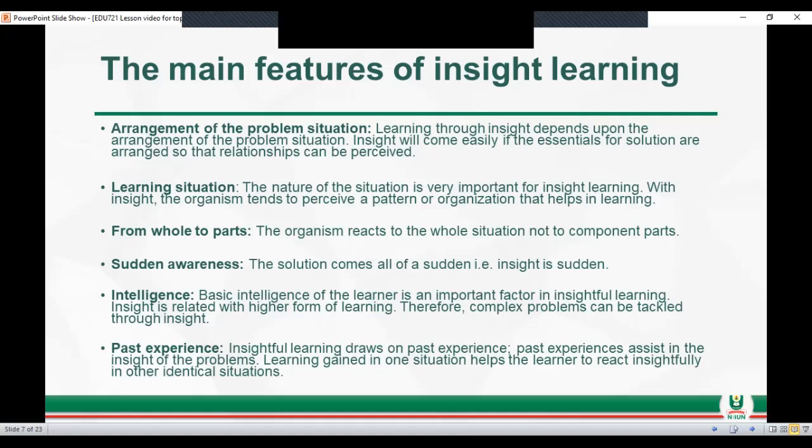What about sudden awareness? Yes, there's always that aha moment, that moment when the solution suddenly comes to you. So we say insight is sudden. It appears as a sudden awareness, sudden understanding of the solution to that problem. What about intelligence? Yes, you need some level of intelligence, higher level thinking skills. It plays an important factor in insight learning.